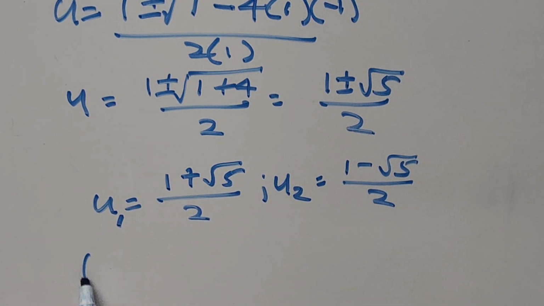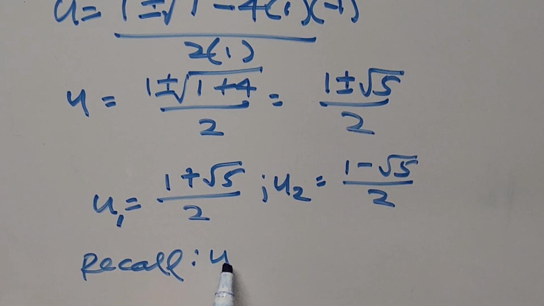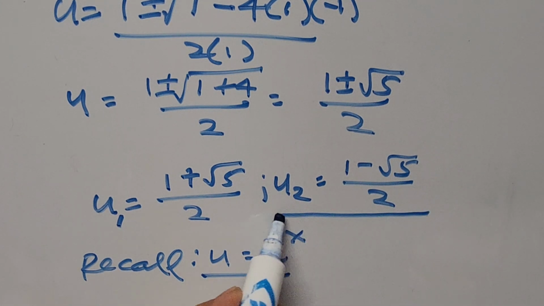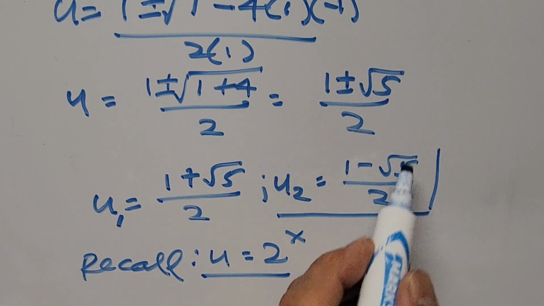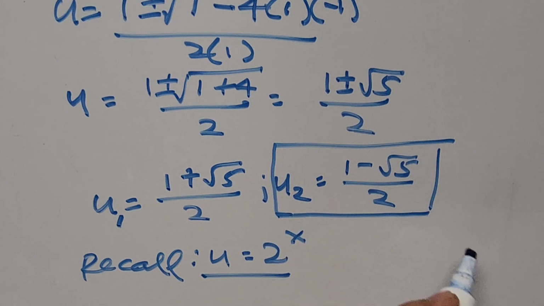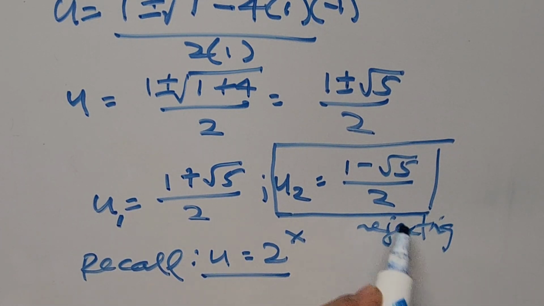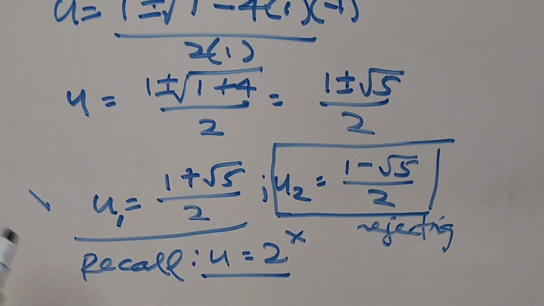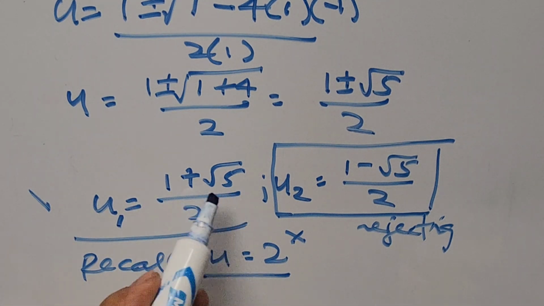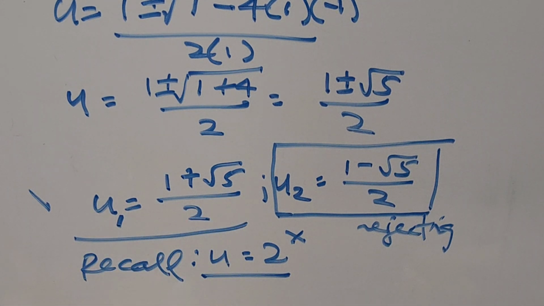And let's recall that u is a substituted variable in place of 2 to the power of x. And from here, u is an exponential function, so it cannot take a negative value. So this one, we are rejecting this value of u. Alright. So we'll be using this value, u sub 1, the positive one, 1 plus square root of 5 over 2.